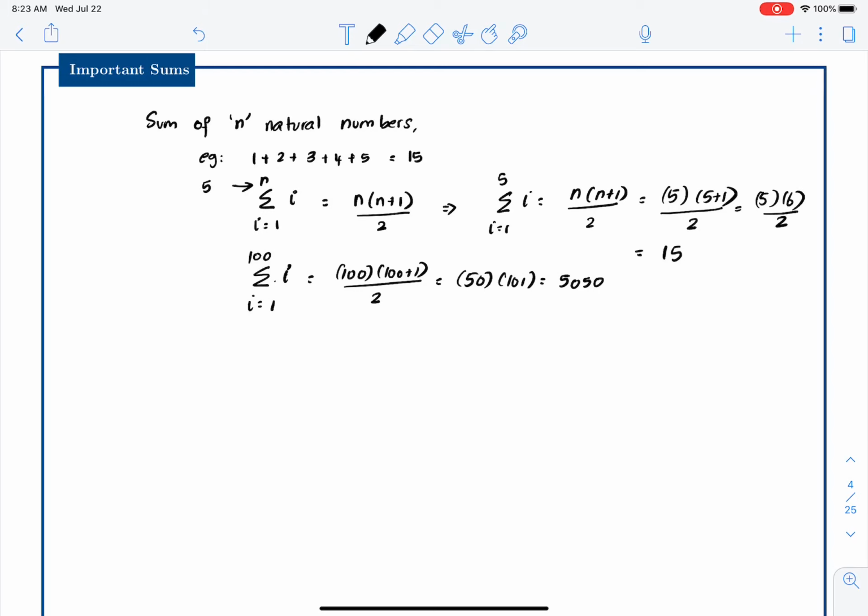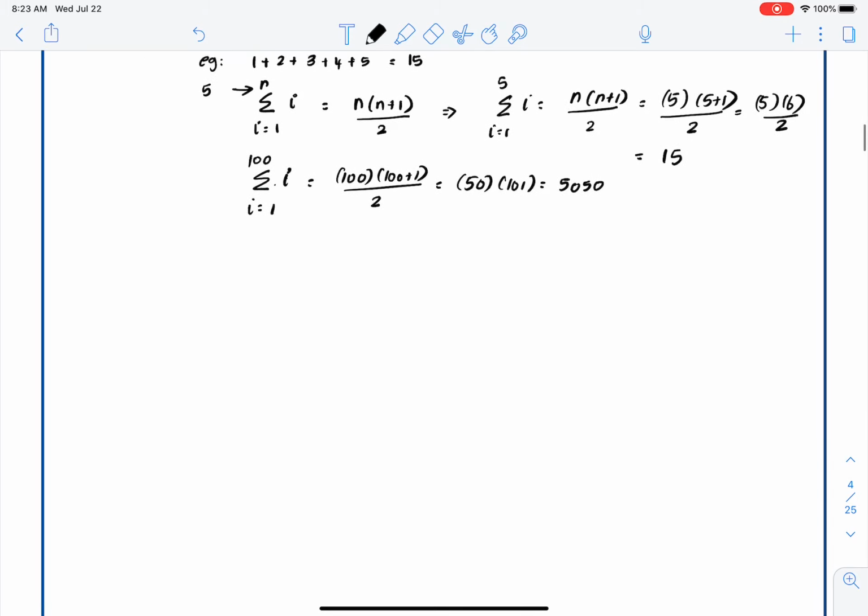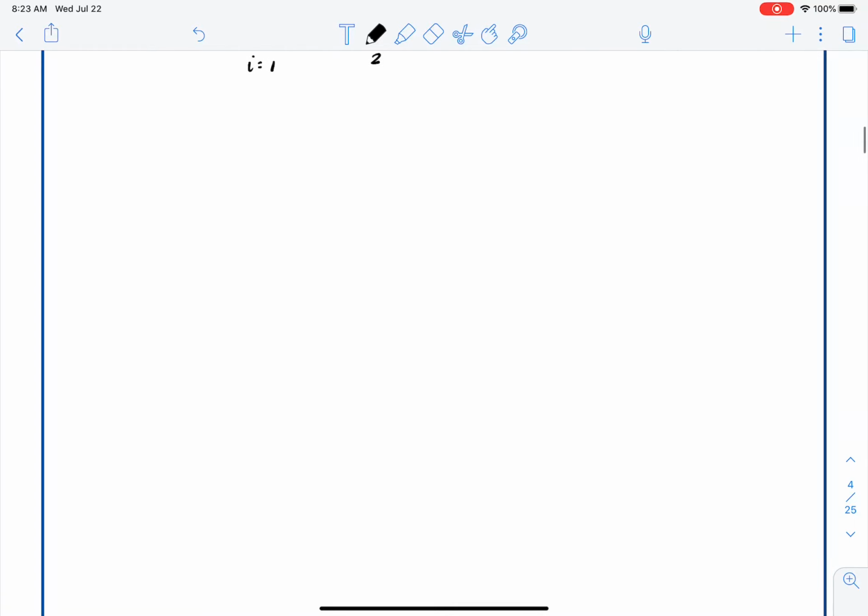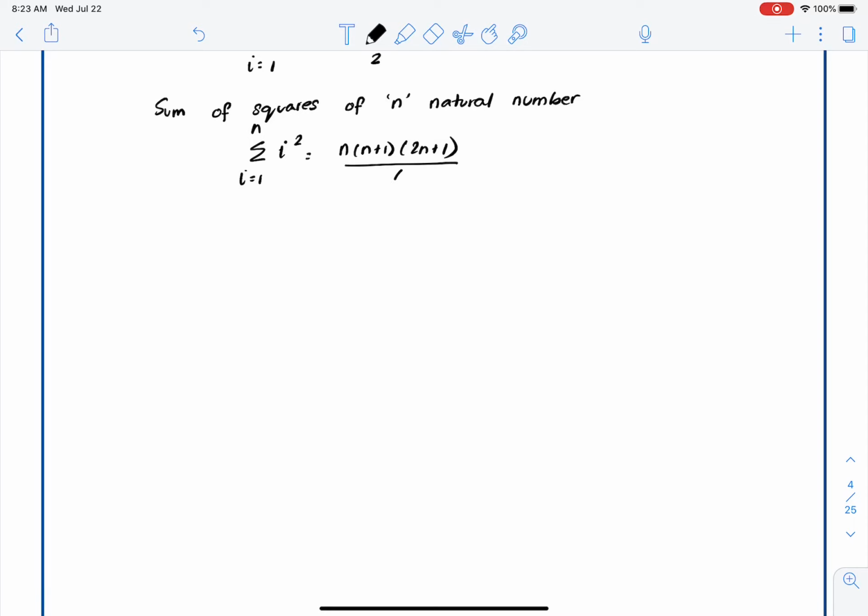So that's pretty straightforward. In a similar way, the sum of squares of n natural numbers is given by this formula. The sum from i equals 1 to n of i squared is simply n times n plus 1 times 2n plus 1, divided by 6.